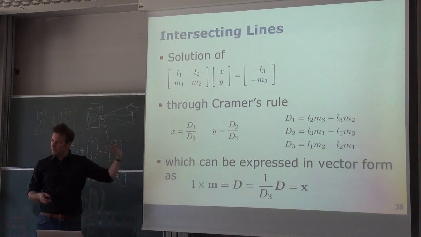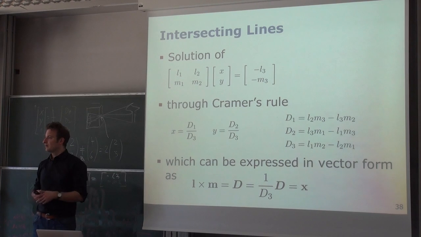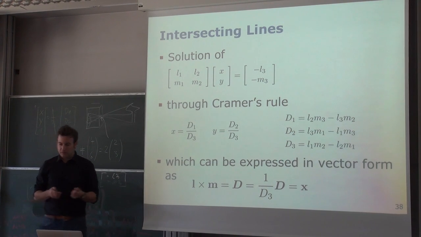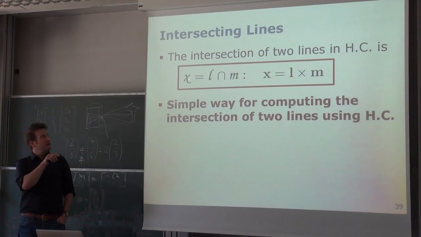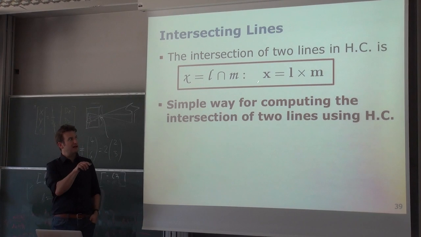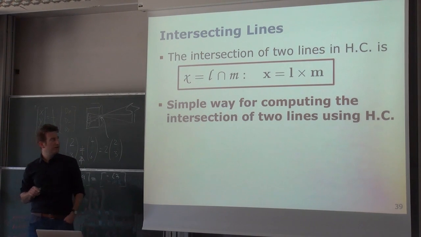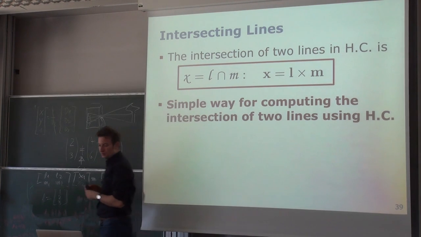So instead of requiring me to solve this system of linear equations, I just can execute the cross product and I have my solution. So it's great. That's pretty simple. If a point x is defined as the intersection of two lines, I can compute it in this way. It's a very, very simple way of computing the intersection of two lines using homogeneous coordinates.